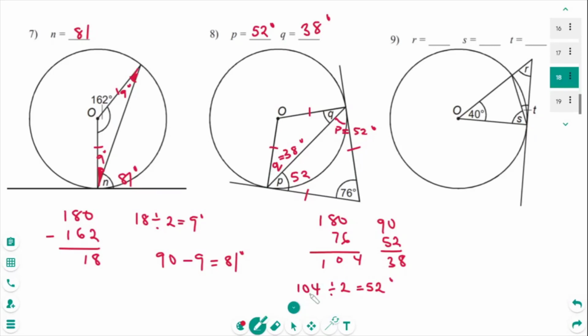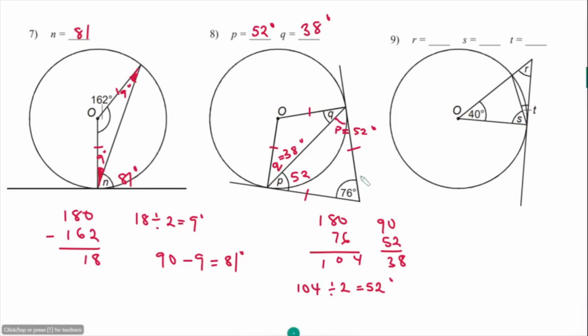Good. And let's come to question number 9. We need to find angles R, S, and T. We have the center, a radius, and a tangent. And we know the radius makes an angle of 90 degrees with the tangent. So that means angle S plus T definitely has to be 90 degrees. And because this is a radius coming from the center, this other angle is also going to be angle S.